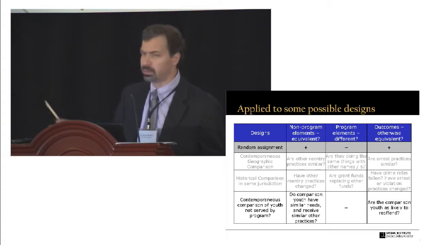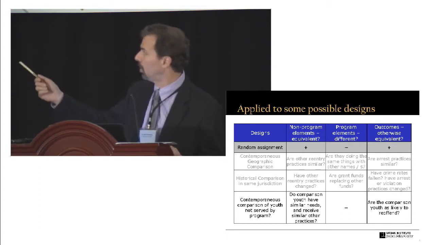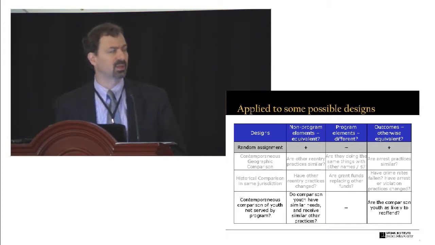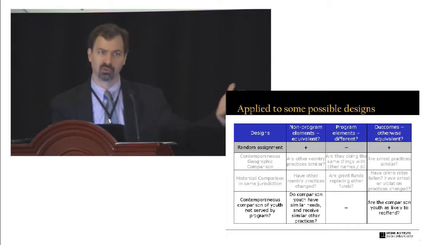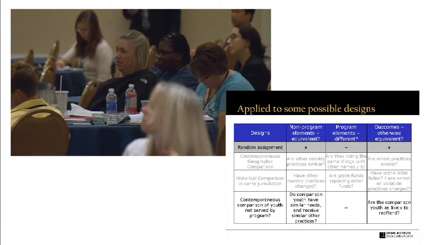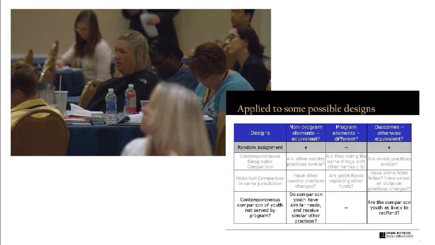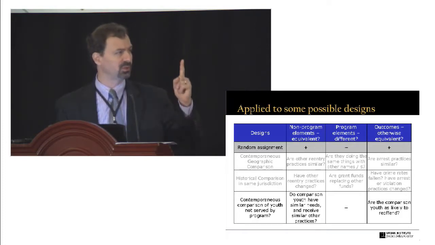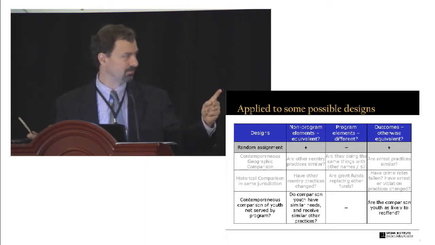And then the third one that bedevils a lot of this is, are the outcomes otherwise equivalent? Would you expect that the comparison group would show whatever your outcomes are, recidivism usually, at the same rate as the program group? So those are just a few. We could go on and on and on. But the important point is you want one thing to be different, and that's what you're evaluating, what you consider to be the program. You want everything else to be the same.